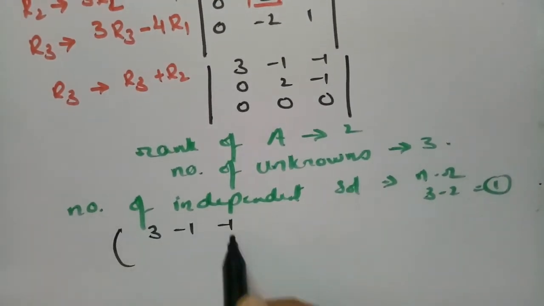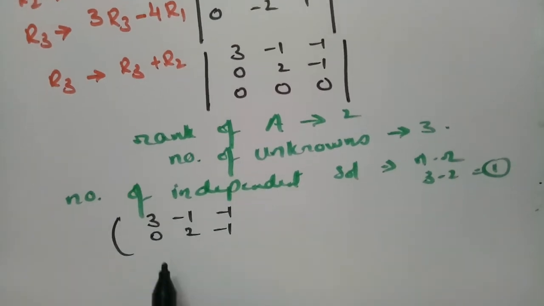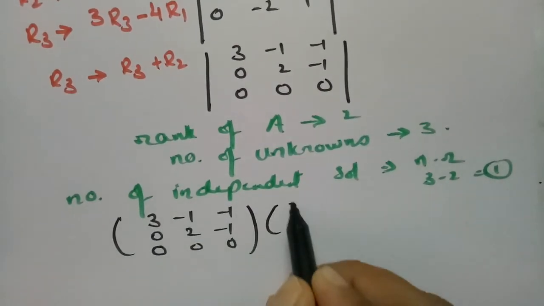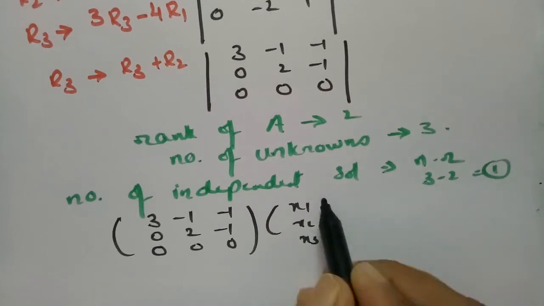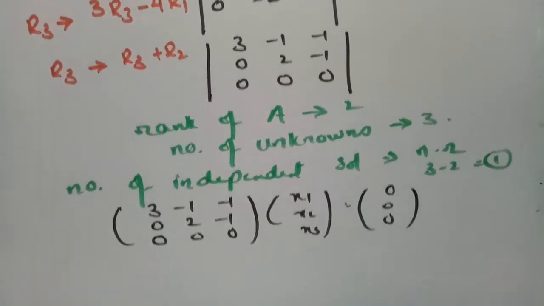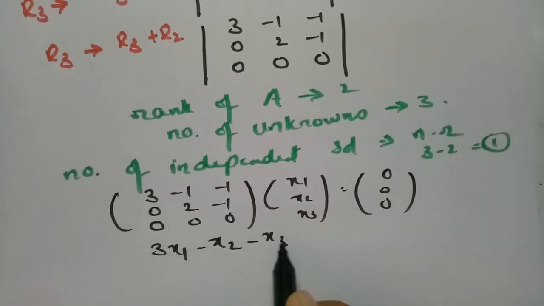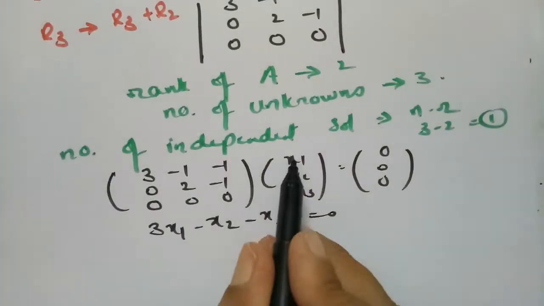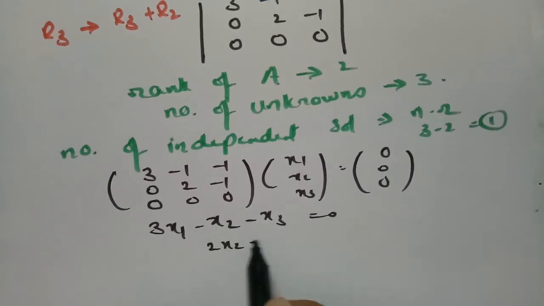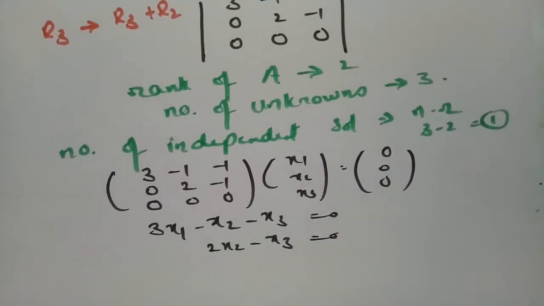So this is [3, -1, 0; 2, -1, 0; 0, 0, 0] into [x1, x2, x3] is equal to [0, 0, 0]. And if I multiply, this is 3x1 minus x2 minus x3 is equal to 0, and 2x1 minus x2... x1 plus 2x2 minus x3 is equal to 0.